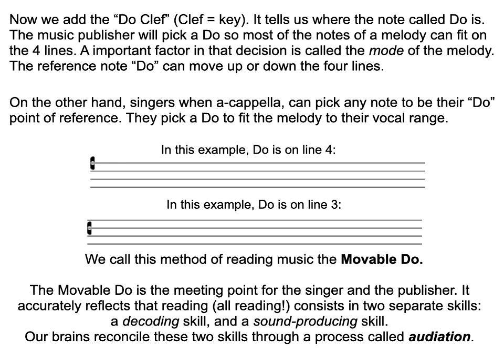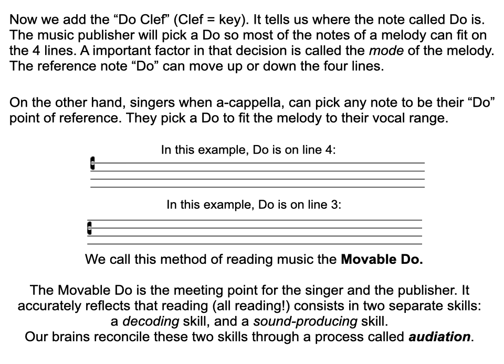Some will say a higher do, some others a lower do, and they pick a do to fit the melody to their vocal range. So in the first example, we have the do on the 4th line. In the second example, we have the do on the 3rd line. That is why we call this method movable do. And we see here that the movable do is the meeting point between the singer and the publisher of the music that puts it on the paper.